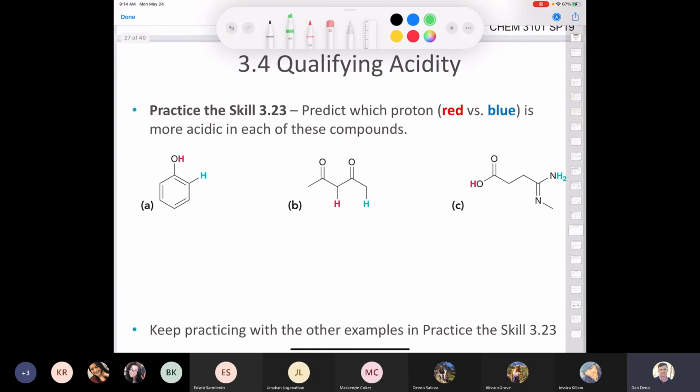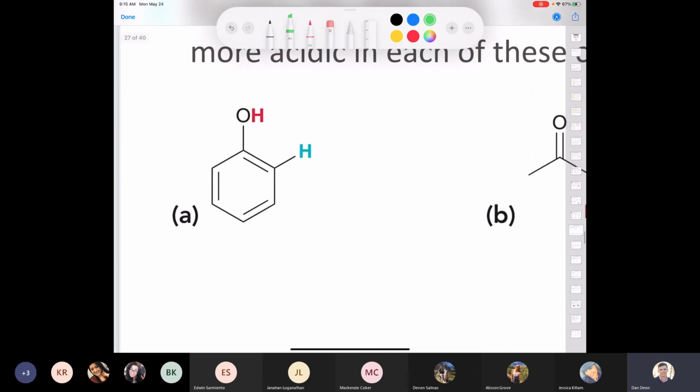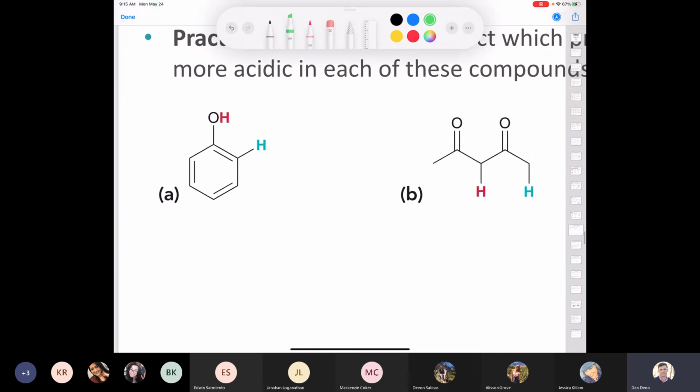We've got red and blue protons here, and we're asked to determine which one is going to be more acidic in each of the compounds. You can either use pKa's, my friend, or you can use ARIO. Either way, now we're getting into just figuring it out. Let's start with the first one. So we have A, we've got a red proton. Maybe I'll put both of these on here.